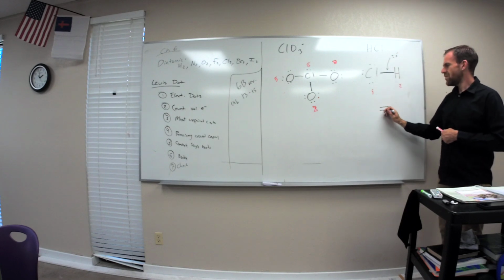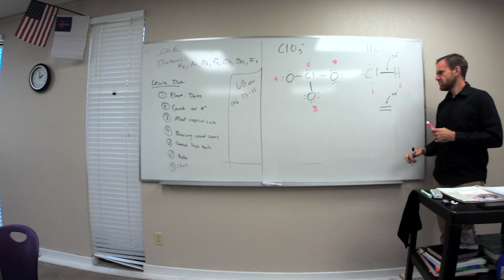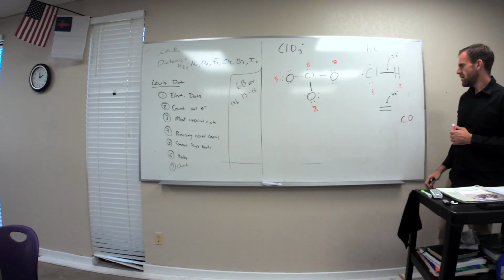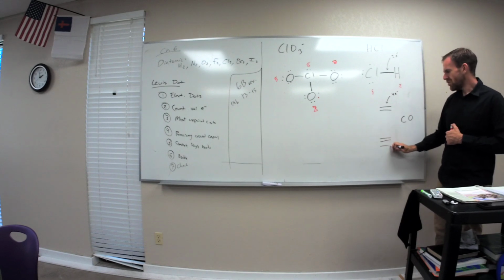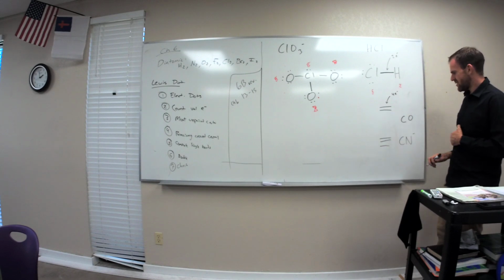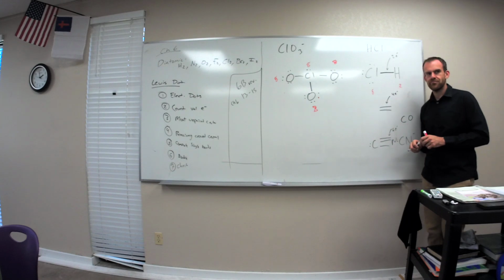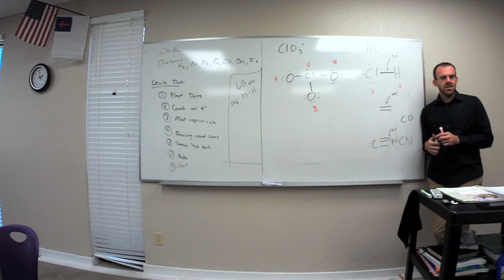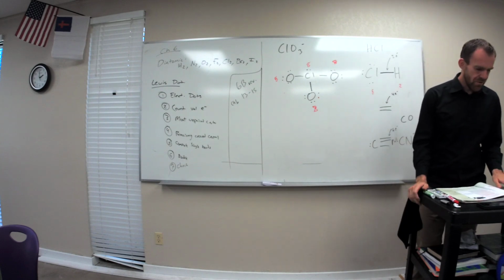If you have a double bond, it's 4 electrons that are being shared. So that would be like CO. CO is probably going to share 4 electrons. And then you have your triple bond, which is cyanide, our good example. That's sharing 6 electrons. Okay. Lewis dot structures, know them, love them, put them under your pillow at night.